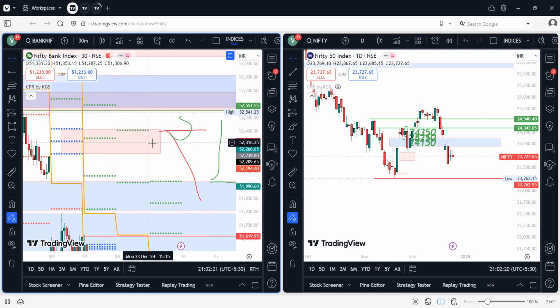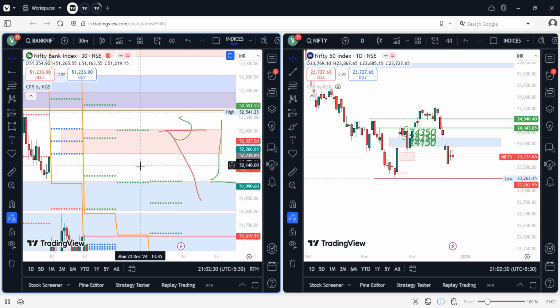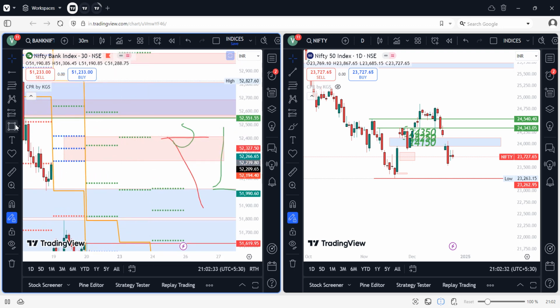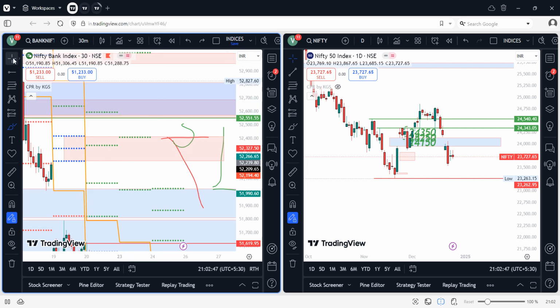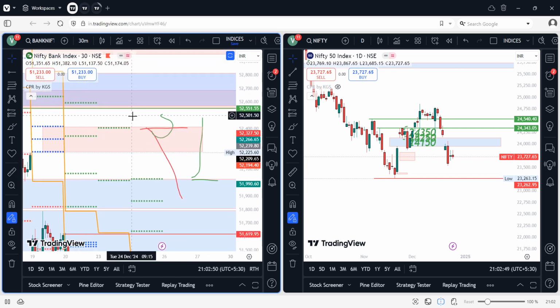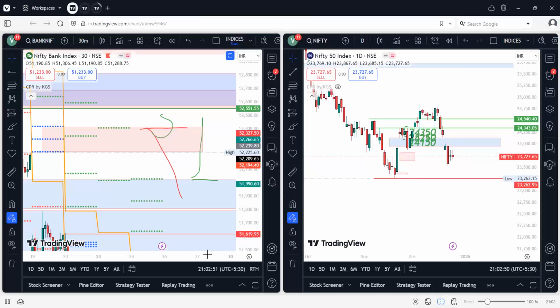If the price is rejecting from this top, we can expect some bearish move. If the price is above this Virgin CPR making a green candle, we can expect some bullish move like this. This is how the market actually works. So this is the Virgin CPR. Yes, I have marked the Virgin CPR.